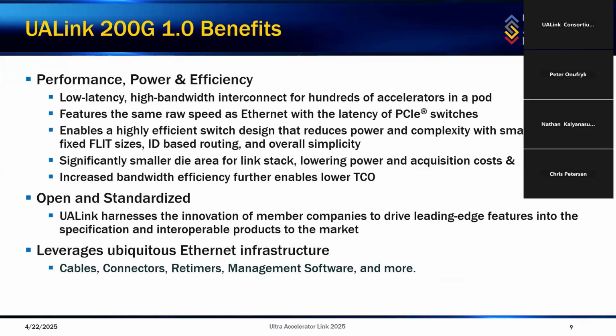Since UALink is an optimized architecture, it enables high performance, low latency, low power, and low die area. Think of it as the same raw speed as the absolute fastest Ethernet with the latency, power, and efficiency of PCIe switches. However, what makes UALink great is that it's open. This enables interoperable products in the market and harnesses the innovation of over 90 member companies to drive leading-edge capabilities into the specification. Finally, UALink uses the ubiquitous Ethernet infrastructure.